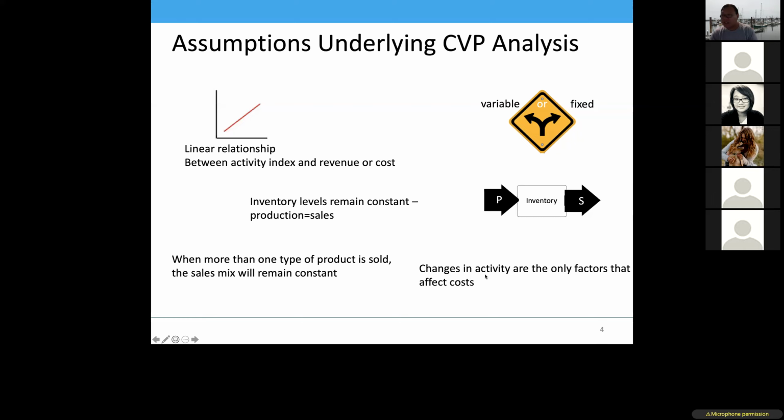And the last one is that costs are only affected by changes in the activity. No other things will affect the cost. For example, electricity or utility cost. We would think there is a fixed component and a variable component. So we are saying the more we produce, the larger the variable component. But what if the electric plant is charging a higher rate per unit? The whole point is that we assume the only factor affecting the variable cost of the utility is the level of activity. We are not considering other factors. With all these assumptions, we can perform the CVP analysis. Are we clear? Does anyone have any question?